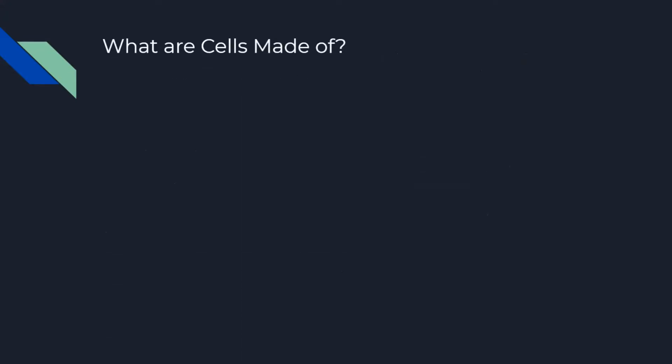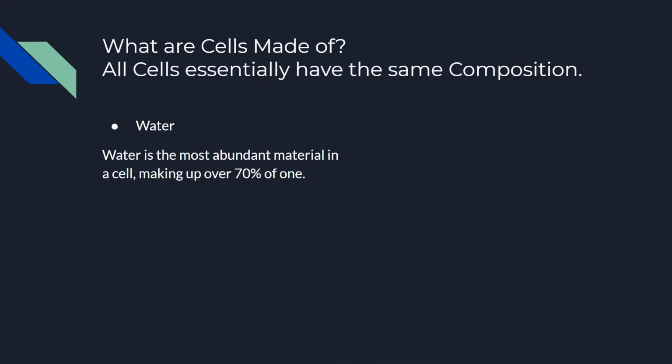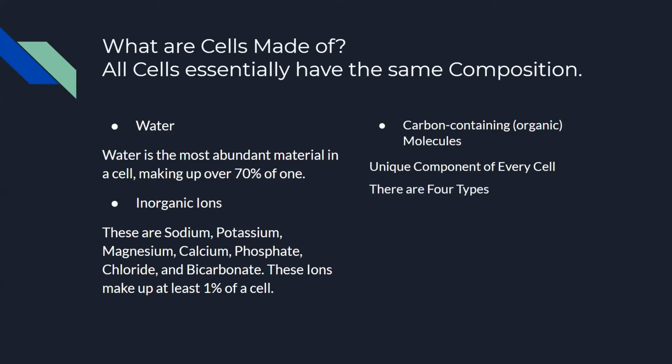Next is, what are cells made of? All cells essentially have the same composition. Water, being the most abundant material, makes up over 70% of a cell. Inorganic ions, including sodium, potassium, magnesium, calcium, phosphate, fluoride, and bicarbonate, all make up 1% of a cell. And third are carbon-containing organic molecules. These are the unique component of every cell.